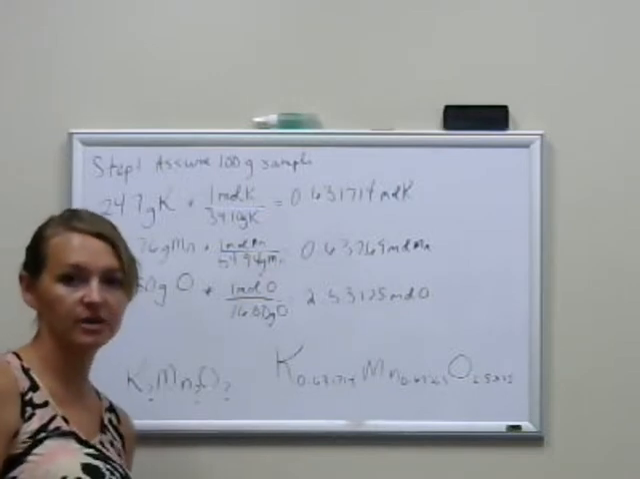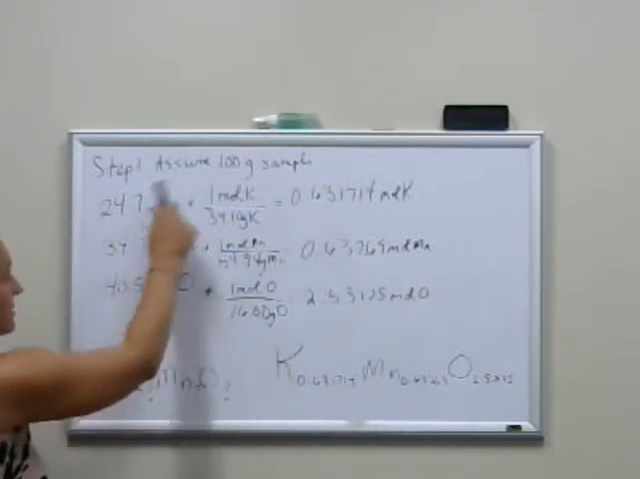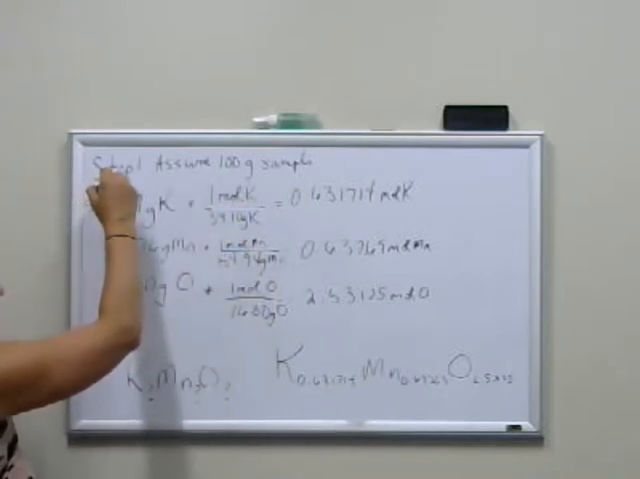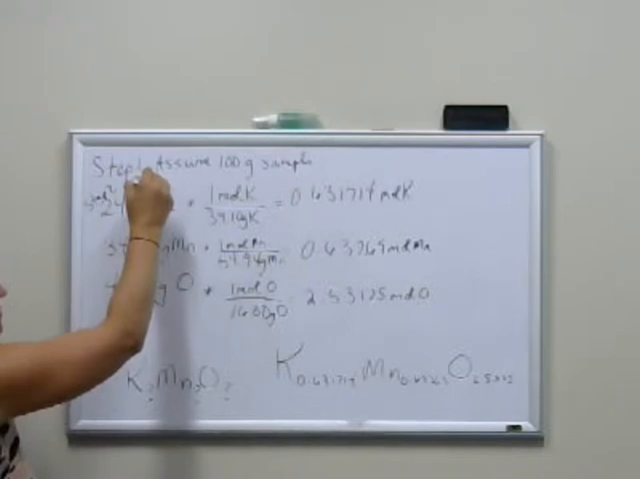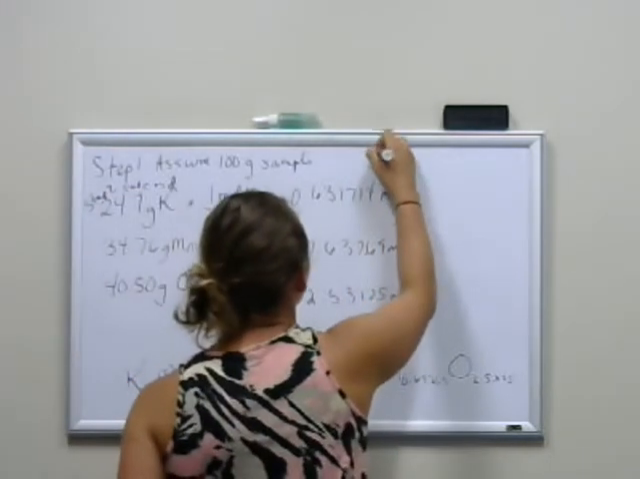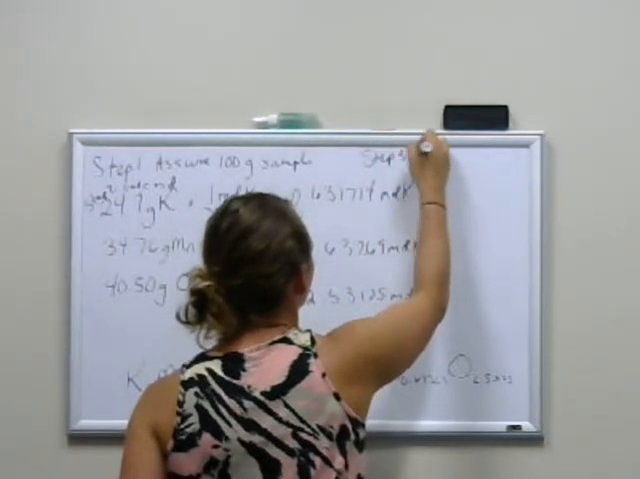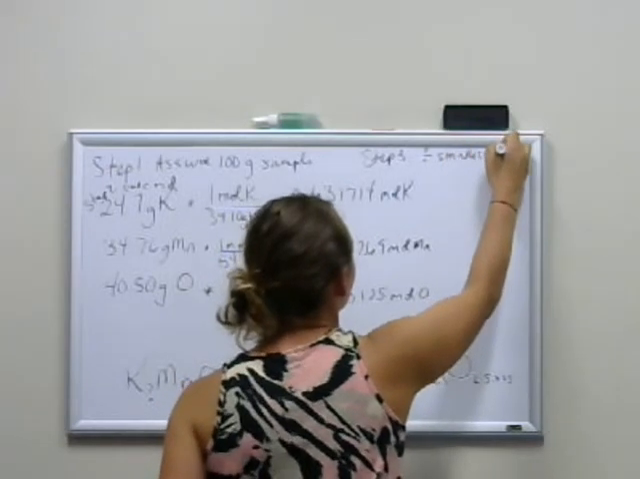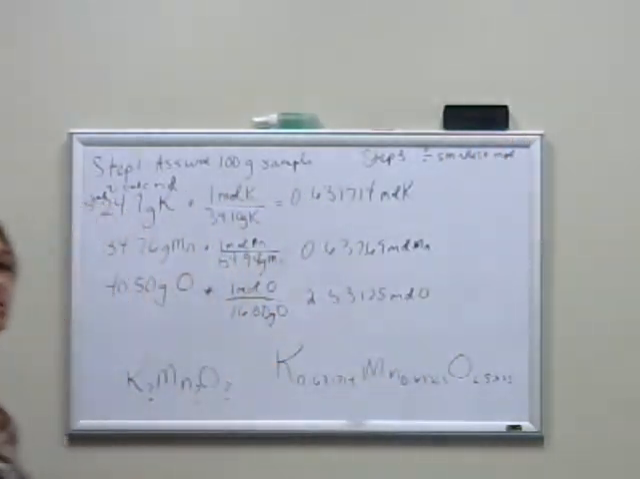There's a little math trick involved here. So step 1, assume 100 grams. Step 2, calculate moles. Step 3 is going to be divide by the smallest number of moles. So step 3, divide by smallest moles. This is a math trick that makes sure that at least one of those numbers becomes a whole number, because one of them is going to become 1.